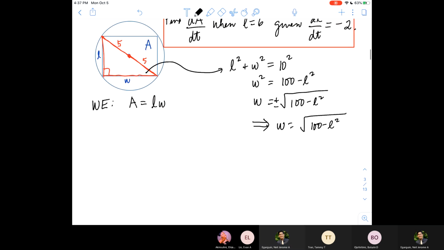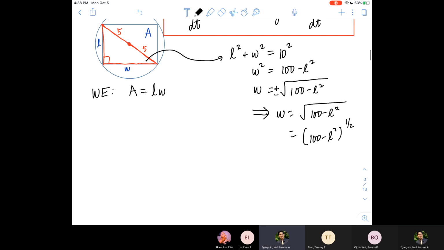Okay? Actually, I will write it as 100 minus L squared raised to the 1/2, right? Because I'm expecting to use the power rule later when I differentiate. So now the working equation becomes area equals length times 100 minus L squared raised to the 1/2.